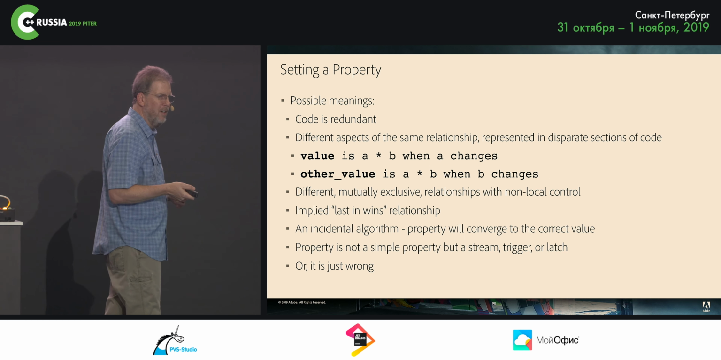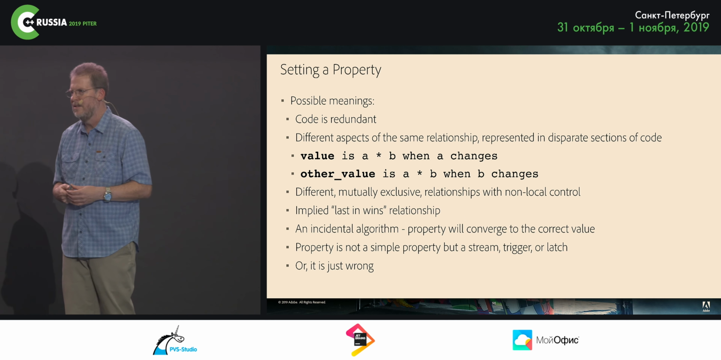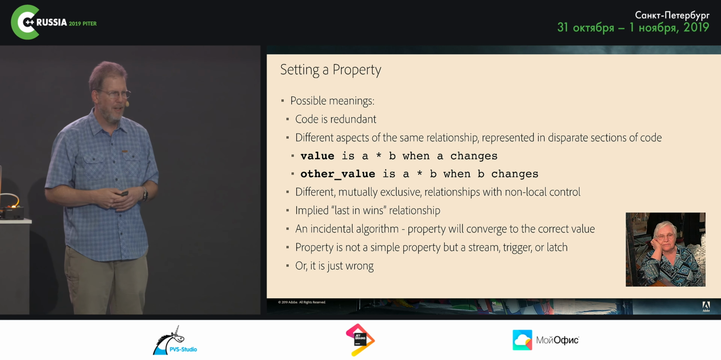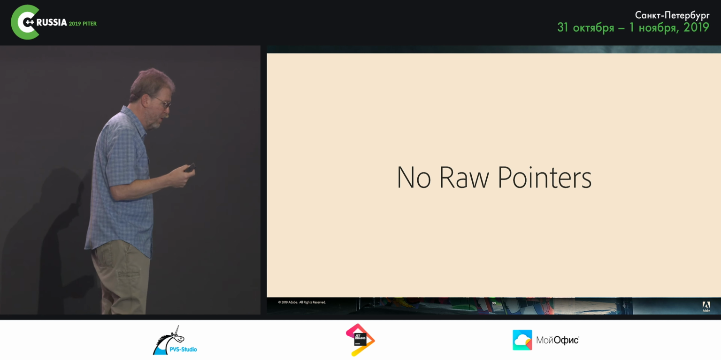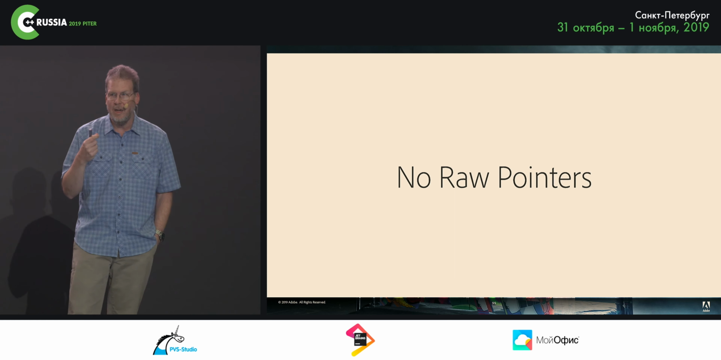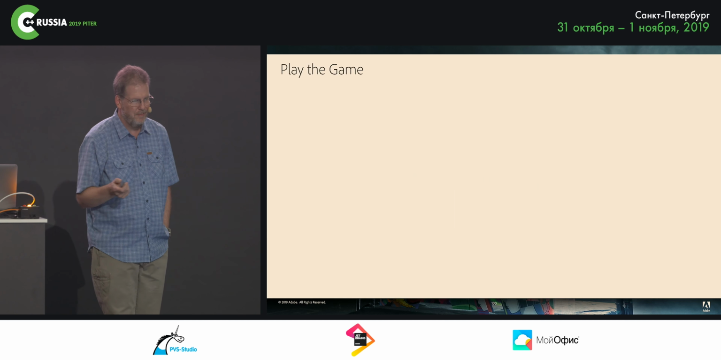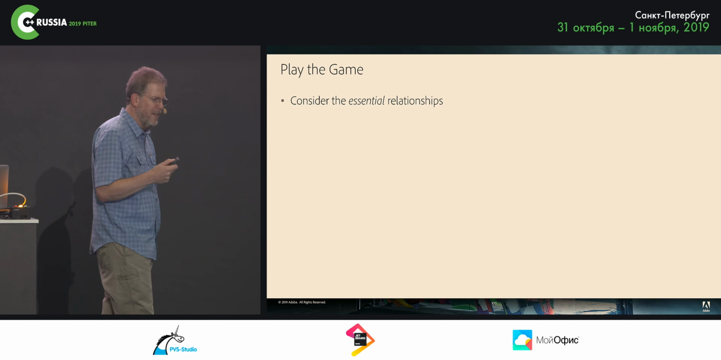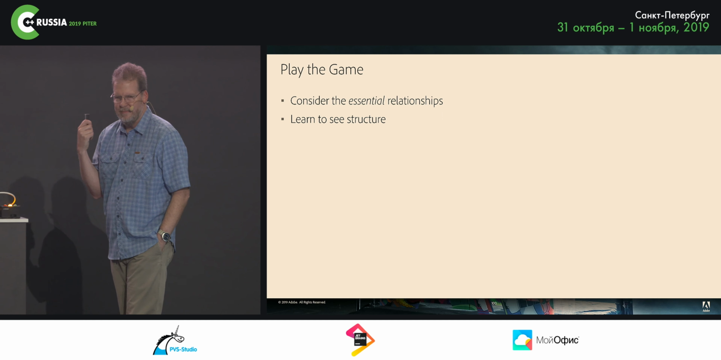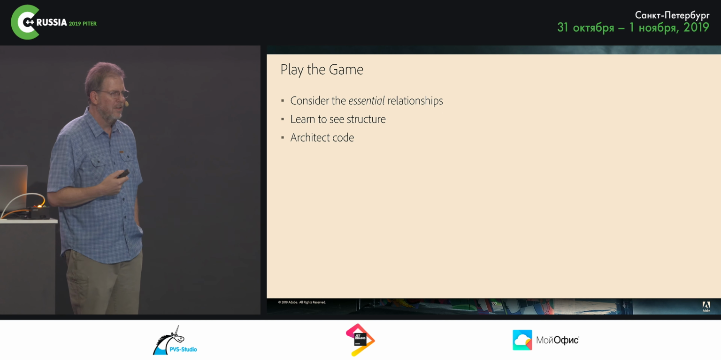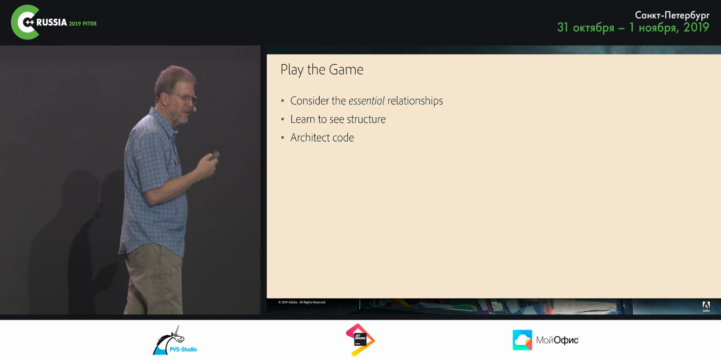If it's any of the former, your code doesn't tell me that. The structure of your code doesn't make that apparent. That's my reaction to shared pointers in a code review. No raw pointers. I define raw pointers not just as T star, but as a pointer, a shared pointer to any immutable state is a raw pointer. So, play the game. Consider the essential relationships. Learn to see the structure in your code. Architect your code, right? Don't just move the pieces around the board. Architect the game. Consider the game.